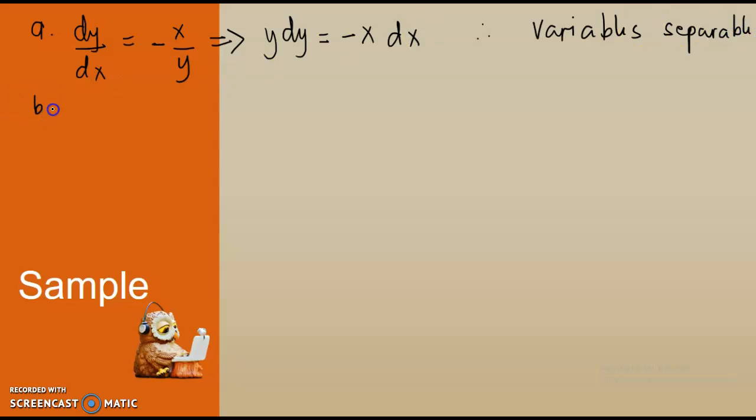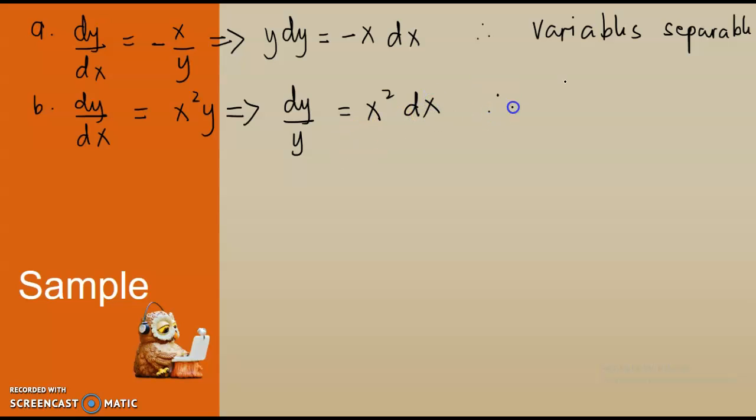For letter B example, we have the derivative of y with respect to x equal to x squared y. Let us check if we can separate your variable x from y. Therefore, we have dy over y is equal to x squared dx. Therefore, this one is also a variable separable, because we're able to separate your y from your x.